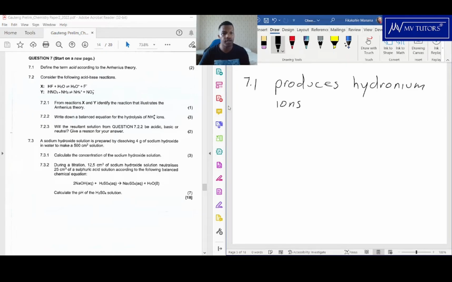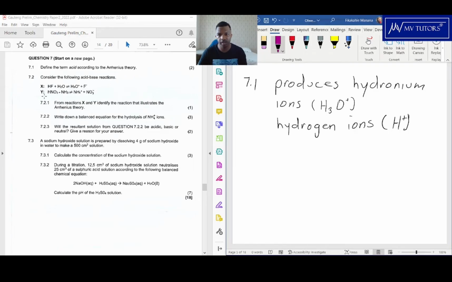Ions, and hydronium ions are like that. If you don't want to say hydronium, you can say hydrogen ions. Hydrogen ions, it's the same thing. Cool. 7.2. Consider the following acid-base reactions.